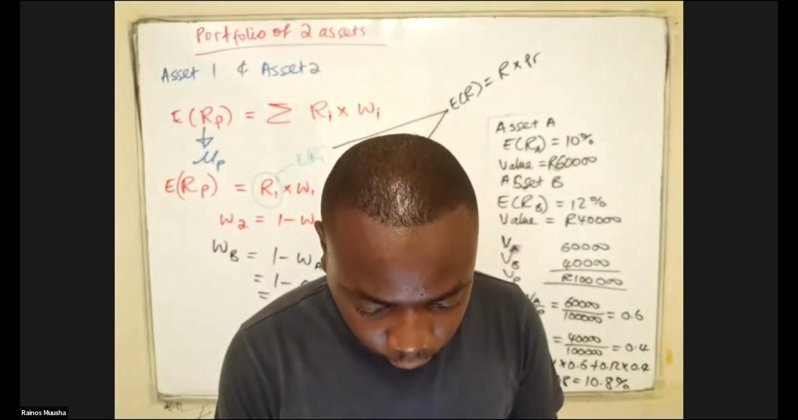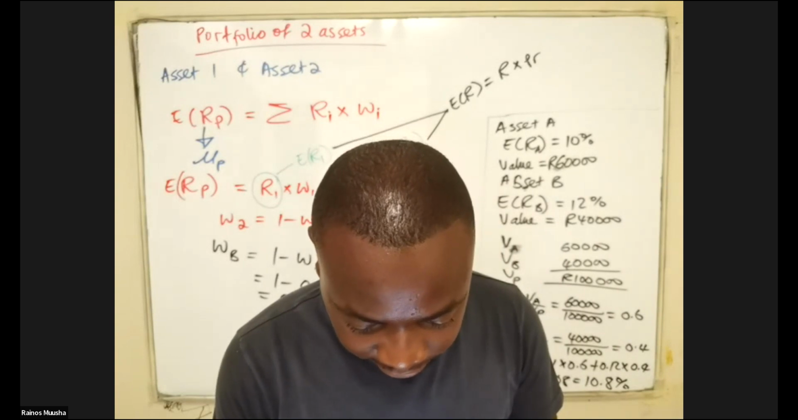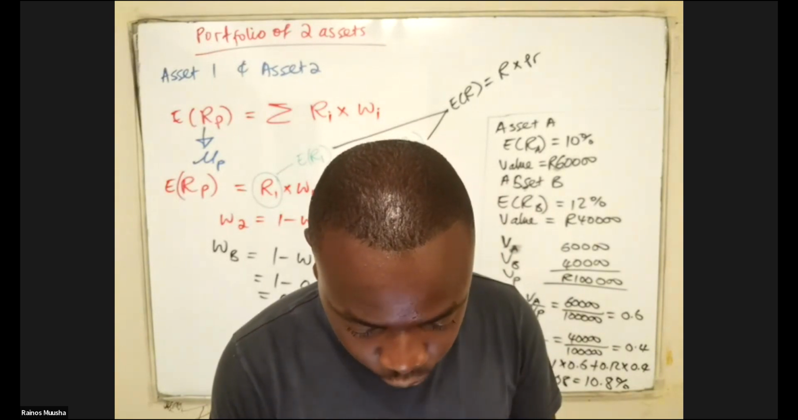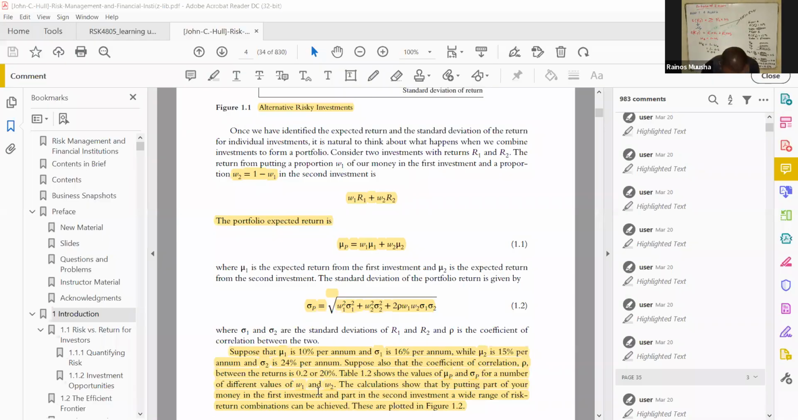Now, going back to the information that they give us, we need to quickly go through the example that they give us there. Suppose mu for asset 1, which is the expected return for asset 1, is 10%, and the standard deviation of asset 1 is 16%, and the mu of asset 2 is 15%, and the standard deviation of asset 2 is 24% per annum. Suppose also that the coefficient of correlation between the returns is 0.2.